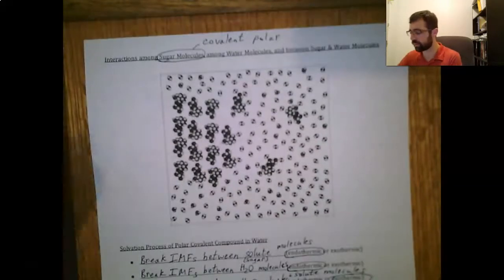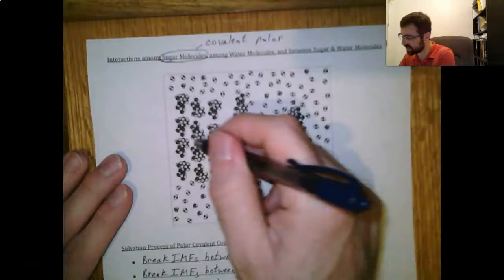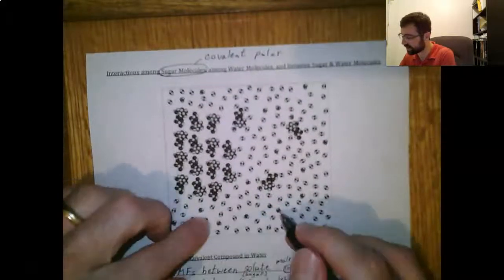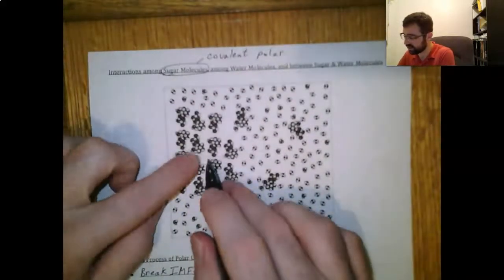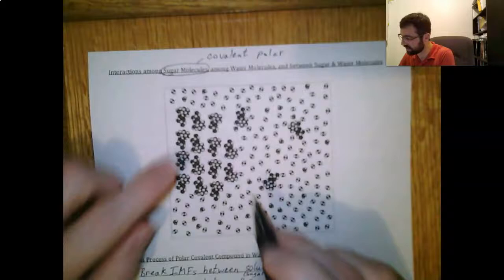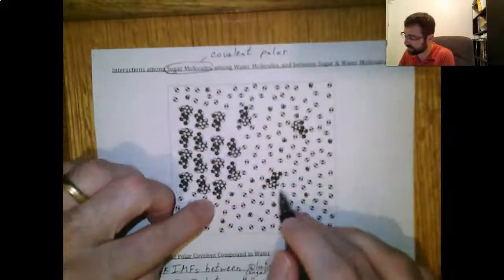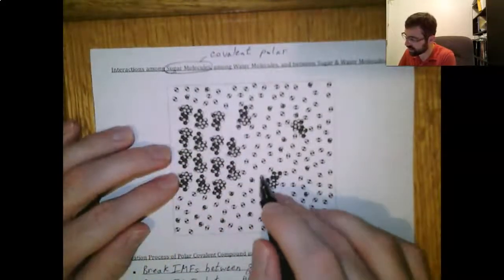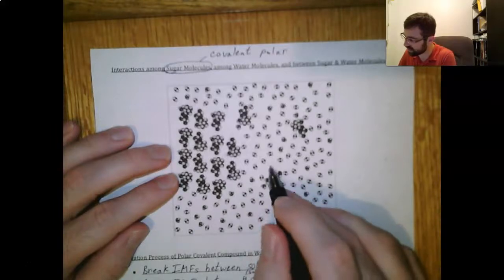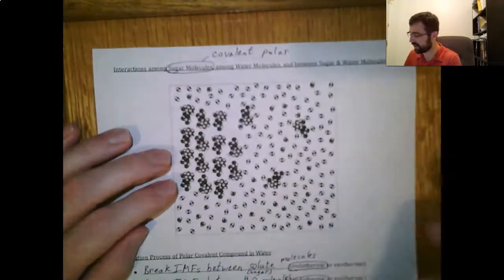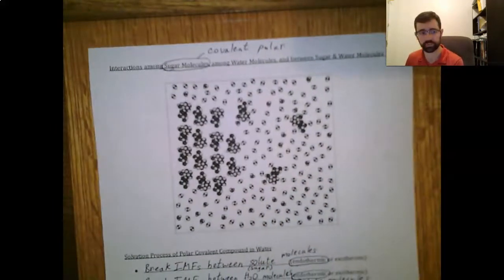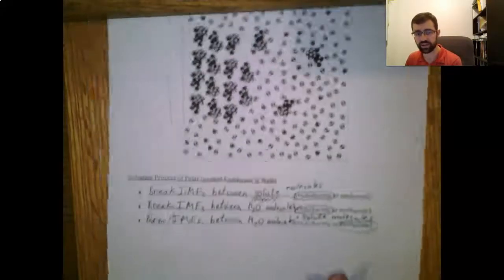So we started by breaking up these clumps and then separating some of the water molecules. So we're breaking the intermolecular forces between these and between these. And then we're forming new intermolecular forces between the water molecules and the solute molecules. And that is the exothermic part. So that explains why it's favorable.